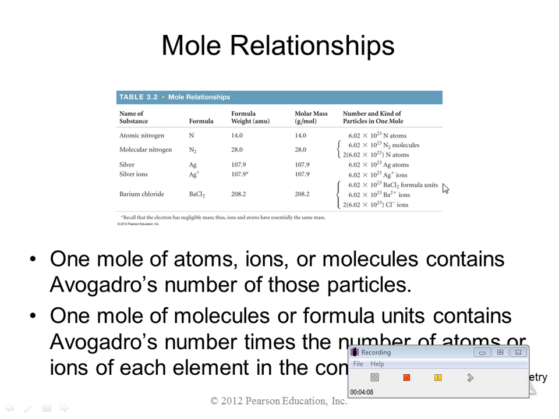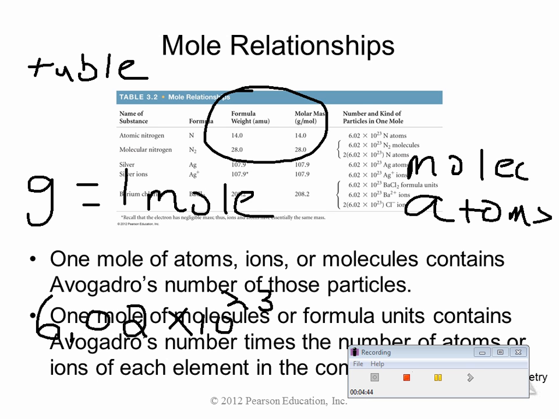Mole relationships. If you see this graphic, it shows you here at the top where atomic nitrogen has a formula weight of 14. Well, its molar mass is also 14.0 grams per 1 mole. If you looked at the number of nitrogen atoms, notice it's Avogadro's number, 6.02 times 10 to the 23rd nitrogen atoms. If we wanted to look at it as a molecule of nitrogen, because it's one of the Brinkelhoffs, 6.02 times 10 to the 23rd nitrogen molecules. I want you to take special notice here as we look at the number of atoms in N2.